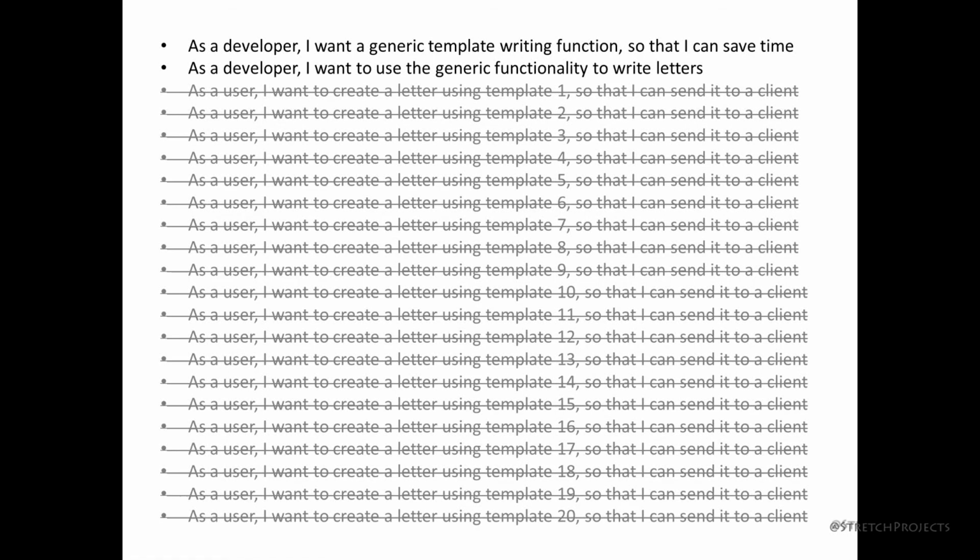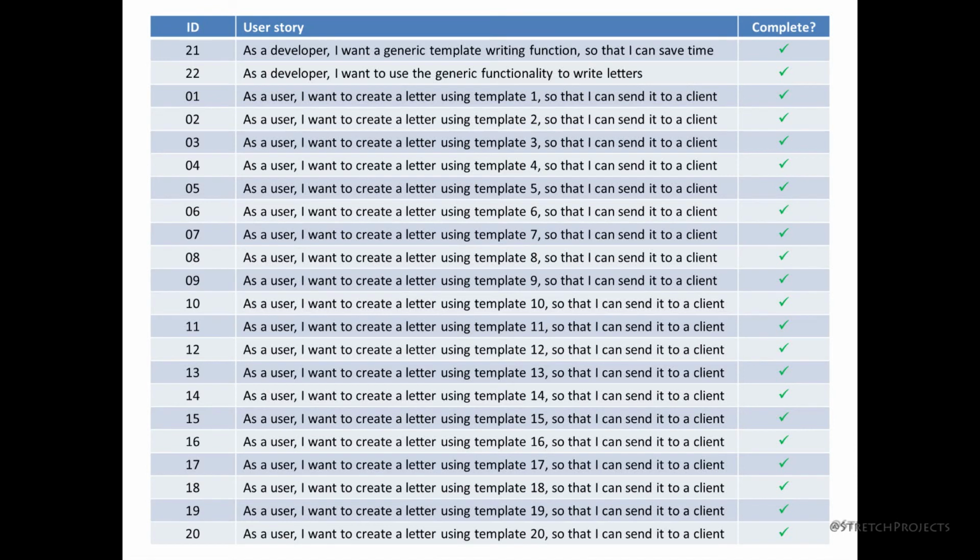You could identify this fact and instead agree a spike with the developers, whereby one of them explores whether it's possible to create some generic letter writing functionality, which can then be reused for each of the letter templates, which will make the product more robust, but also, as importantly, it will reduce the amount of time it takes to complete the actual user stories.